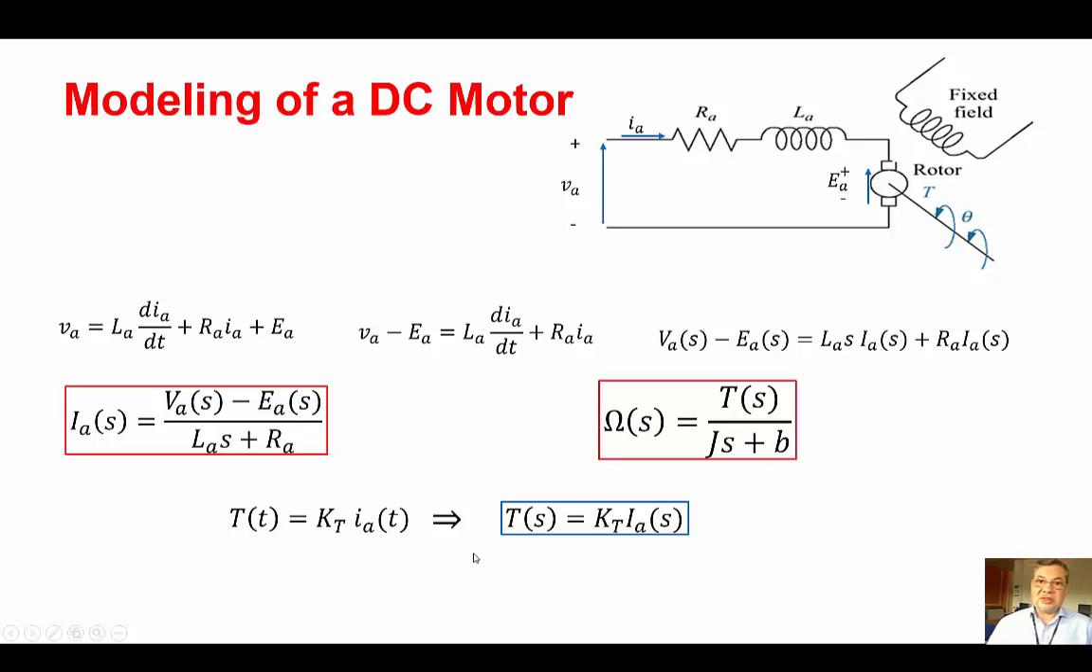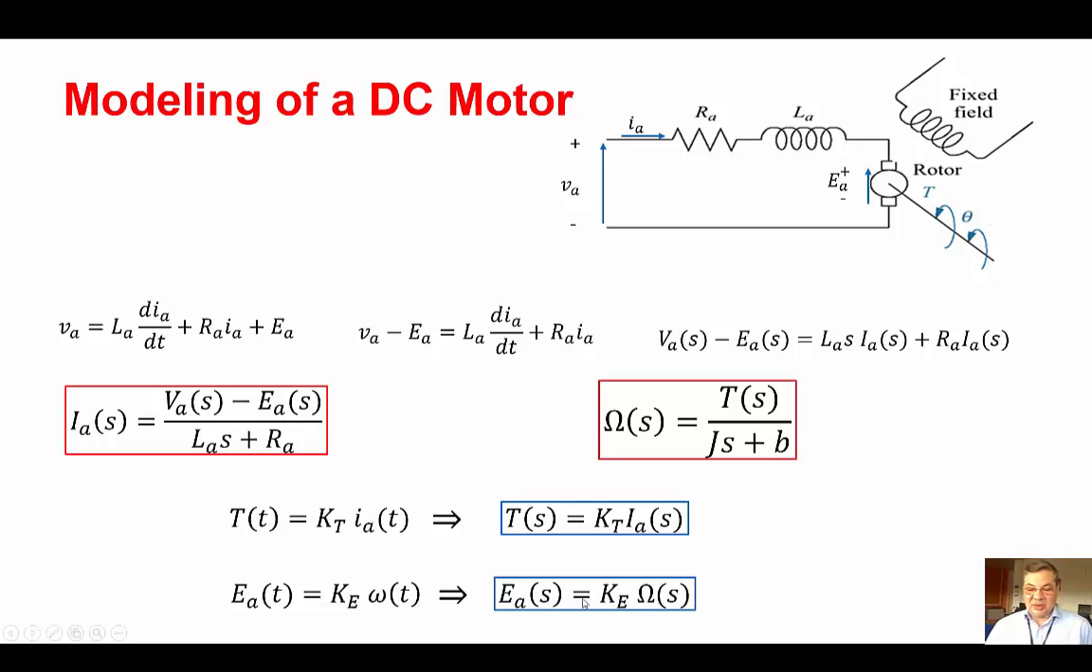Another equation that is particular to DC motors is the back EMF introduced here, which is proportional to the rotational speed. If there is no rotation, the motor is at standstill, the value of EA will be zero, and so on. Where do I get this second equation from? I get it from knowledge of the physics of this particular device we are modeling. The S domain gives me the other blue equation. Now I have four equations.